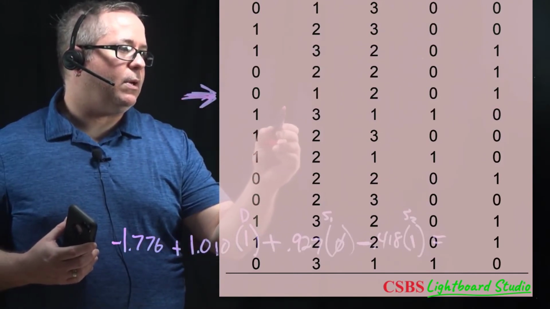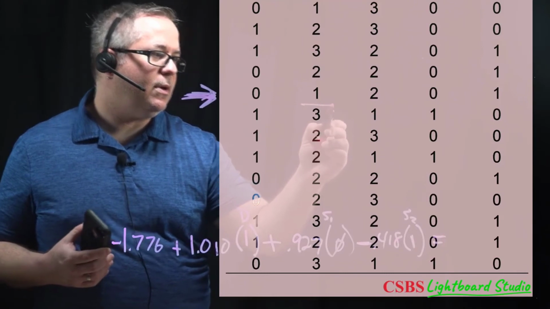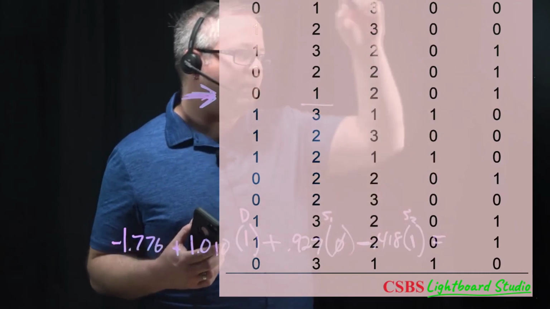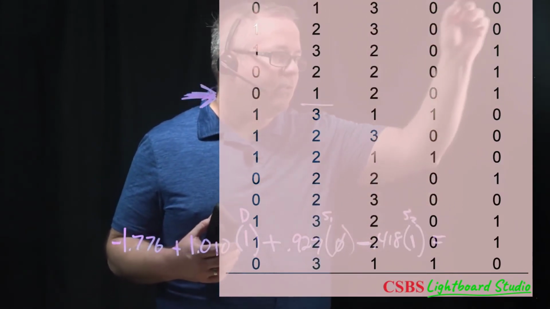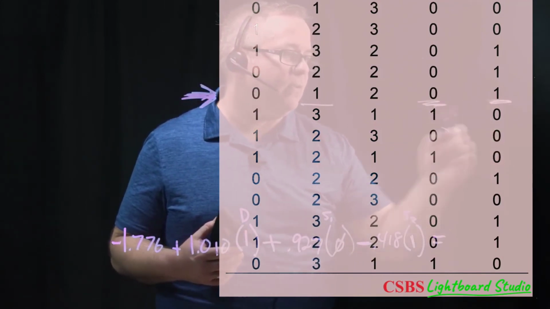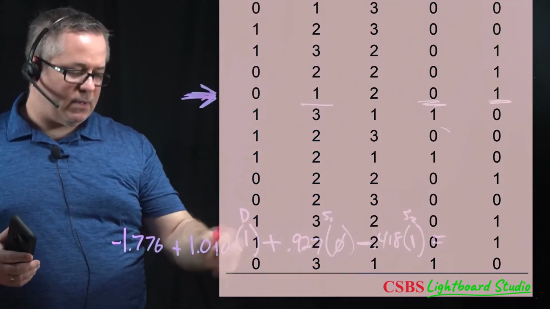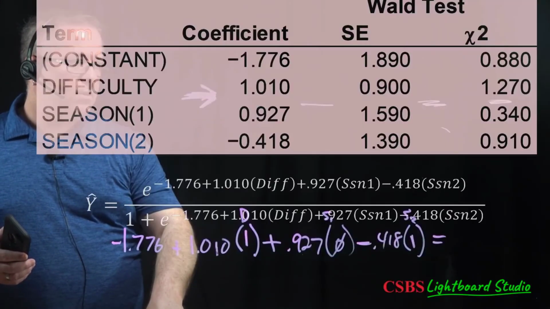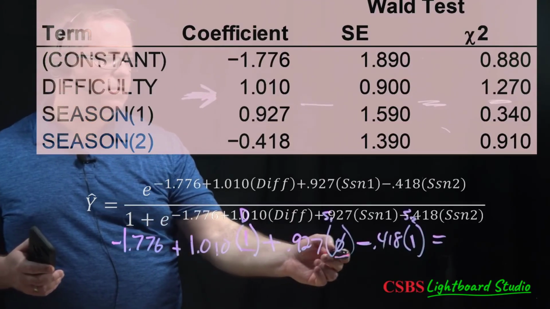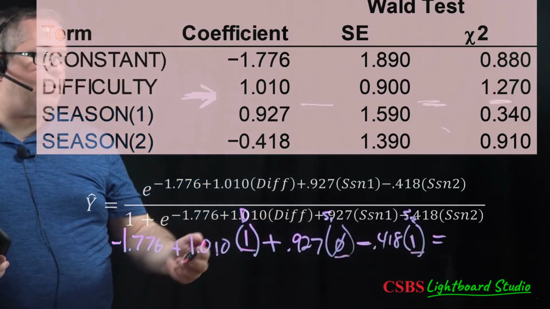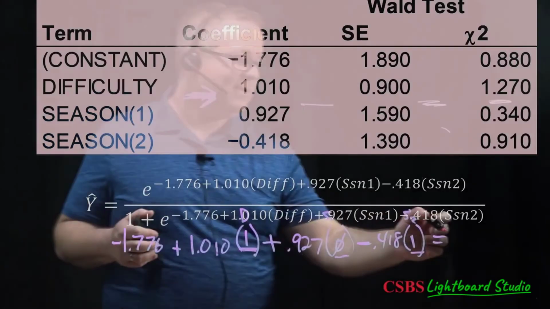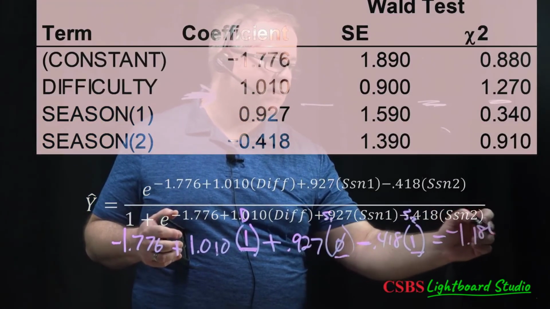So I'm going to plug in for difficulty, their score is 1. Season 2 we broke up into these two dichotomies, so I need to plug in their season 1 and season 2 scores. So those are my 3 values: difficulty of 1, season 1 is 0, season 2 is 1. So this is a person skiing an easy ski run in winter, negative 1.184. And we confirm that number.